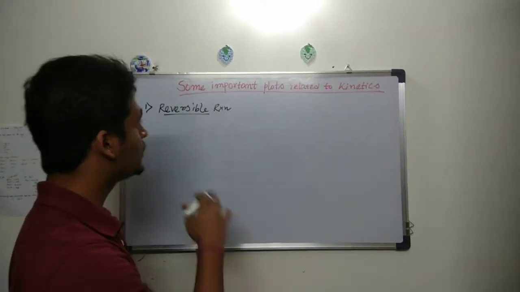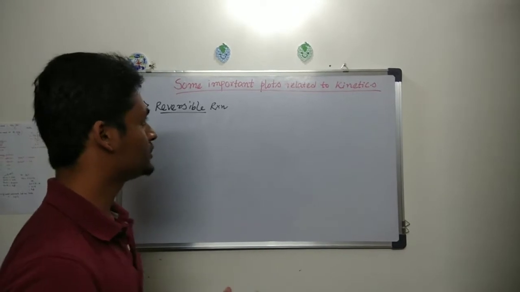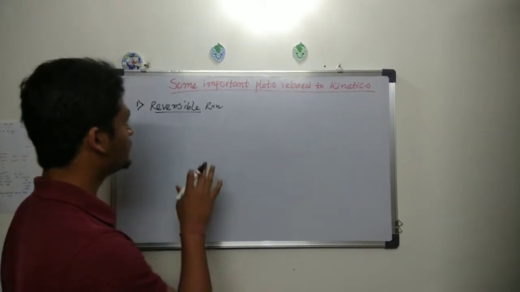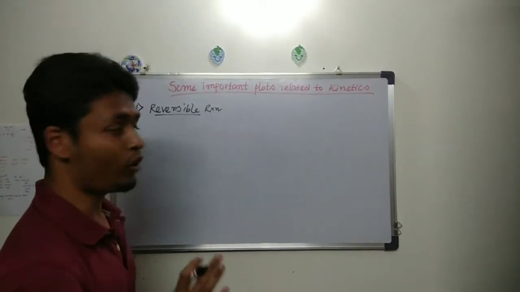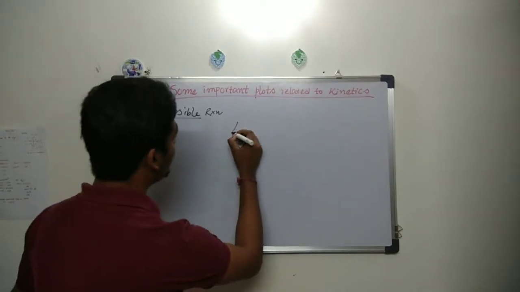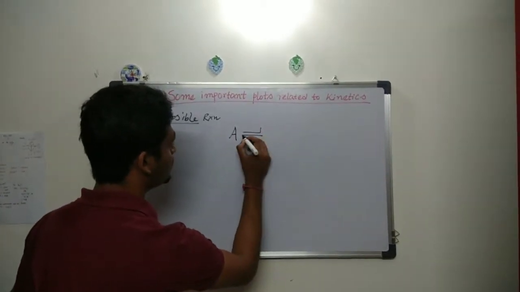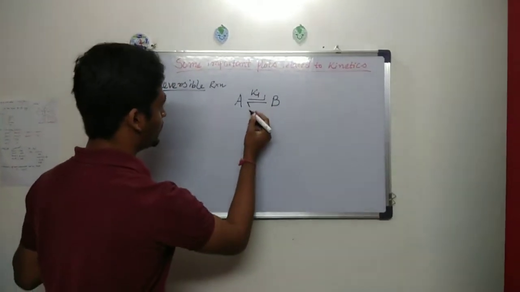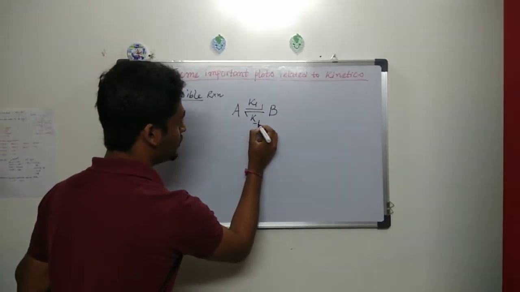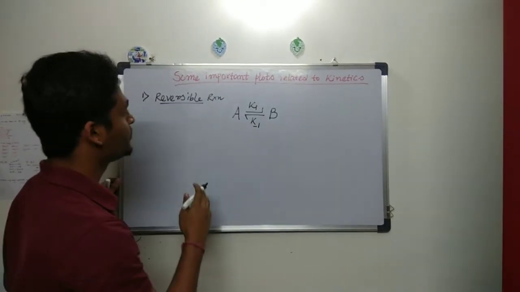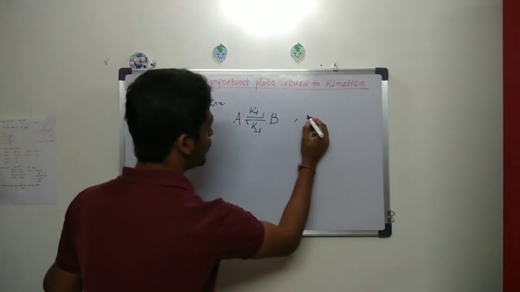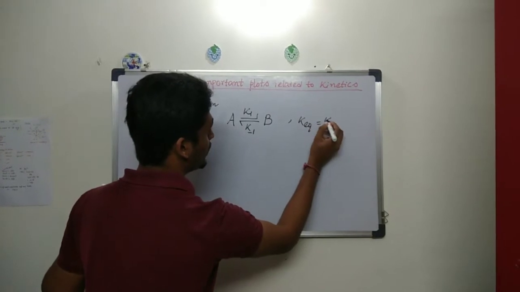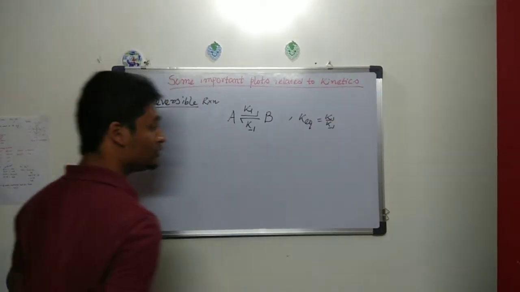I will not go through how the kinetics is coming, how the equations are coming, but I will only focus on the plots. So in a typical reversible reaction, A to B, if the forward rate constant is K1 and that is K inverse, then the K equilibrium, we all know, will be K1 by K minus 1.